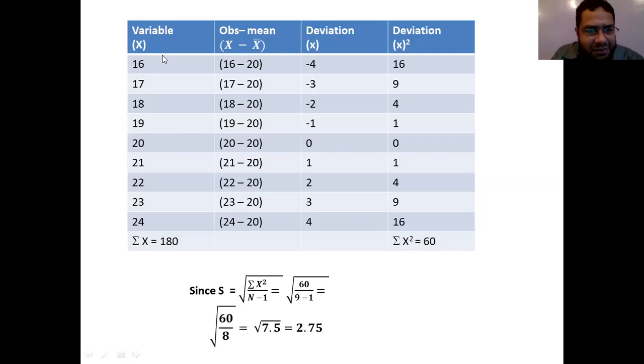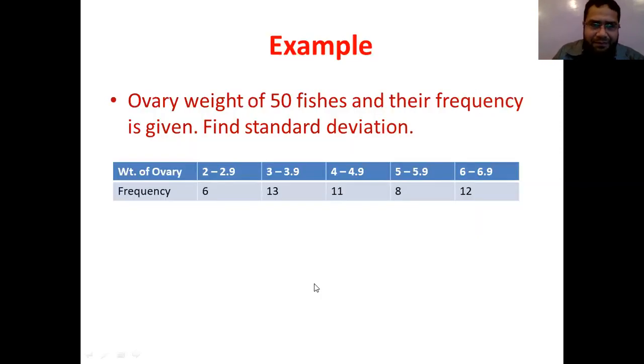So the first step is to find the mean of the observations, then find the deviation of each observation from the mean, then square it, find the sum of the squares, and then apply the formula.